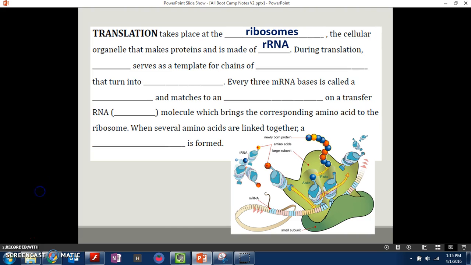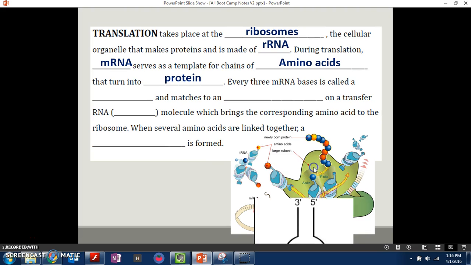Translation takes place in the ribosomes. This organelle, which is green, is made up of two parts: proteins and something called rRNA, which stands for ribosomal RNA. During translation, the mRNA acts as a template for chains of amino acids. The mRNA has the code that is going to help us make amino acids, which will eventually, when they combine together, make protein.